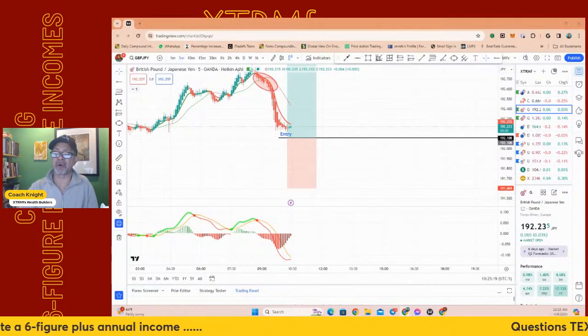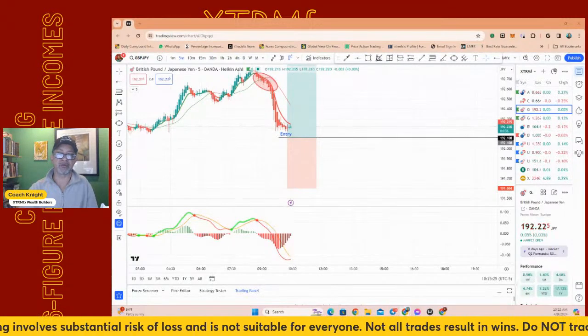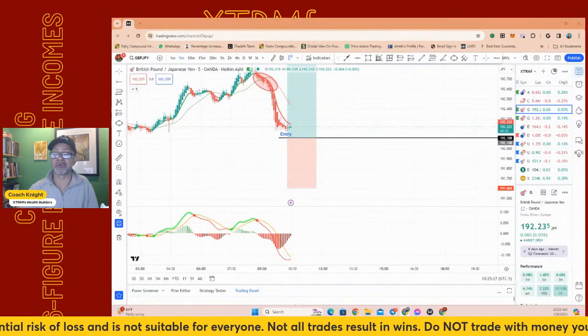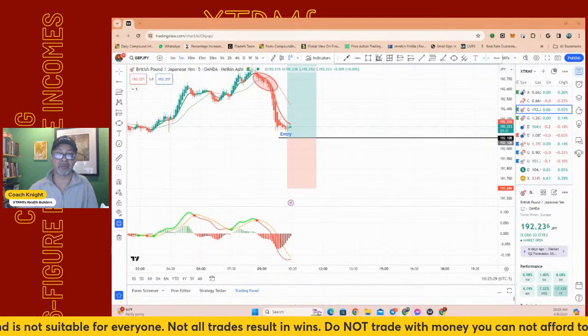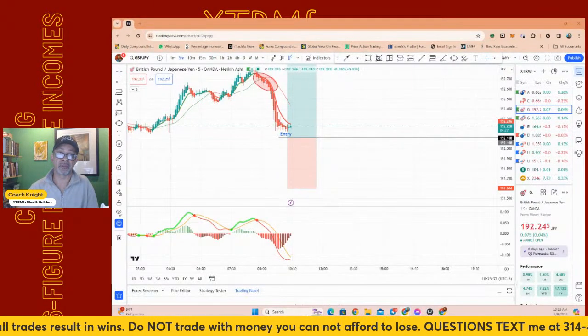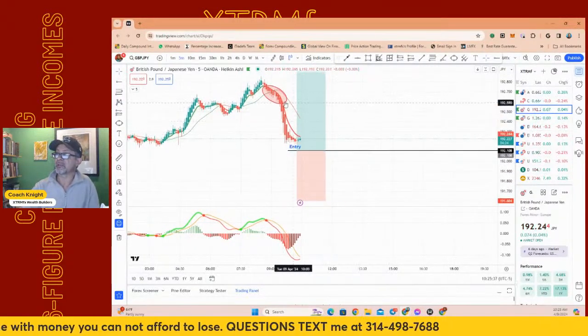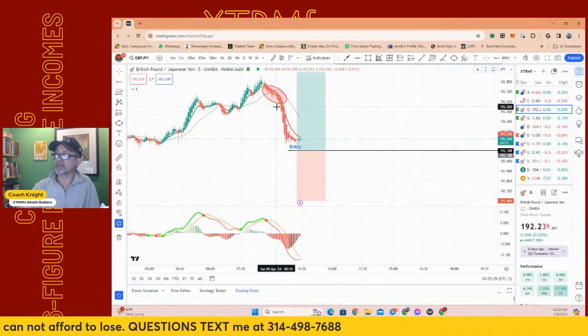So very, very important when you are thinking about trading is you've got to realize that trading involves substantial risk of loss and is not suitable for everyone. Not all trades end up in wins. Do not trade with money you don't want to lose or can't afford to lose, or if you just don't like losing, period. So again, a buy limit order simply means that price is going in the opposite direction.